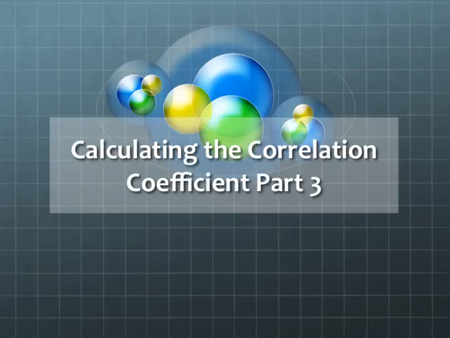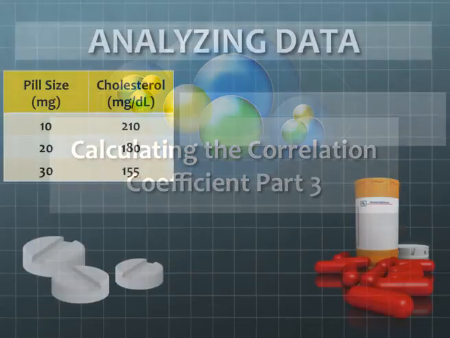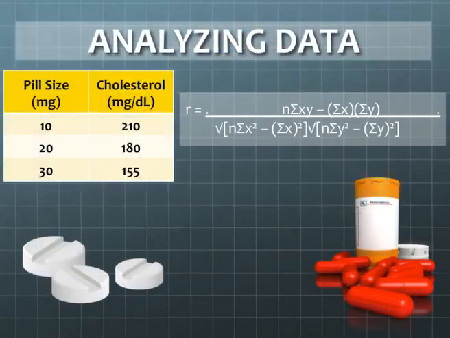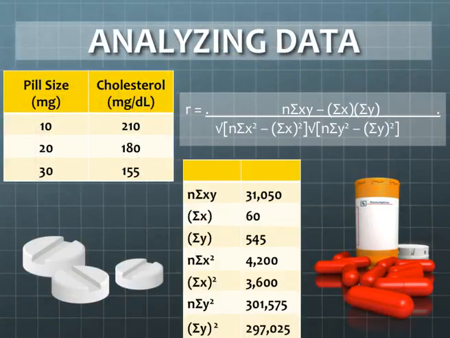In this lesson, we'll finally finish calculating the correlation coefficient by hand. In our previous lesson, we talked about each piece of the correlation formula. There are 7 numbers we calculated from the original data. Let's try putting these values into the formula.